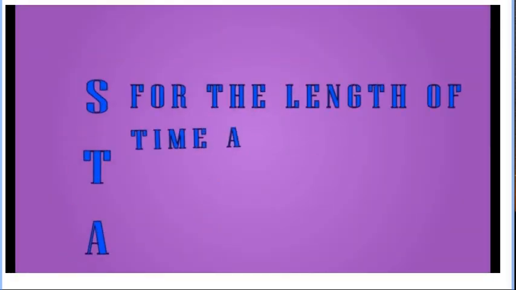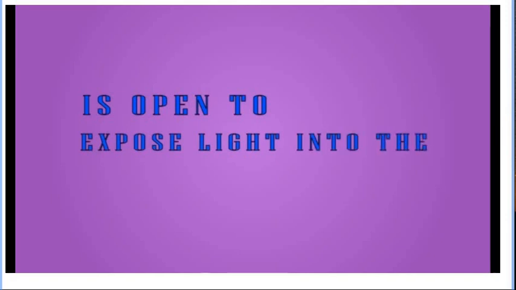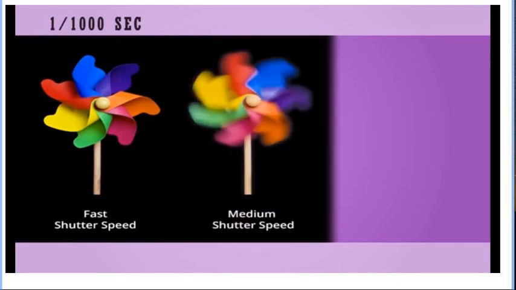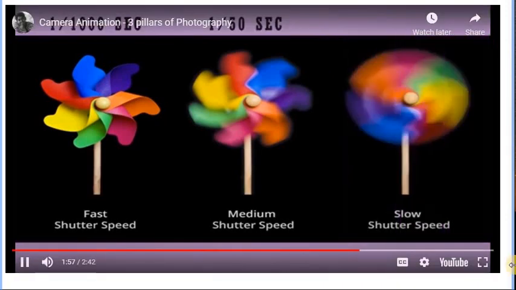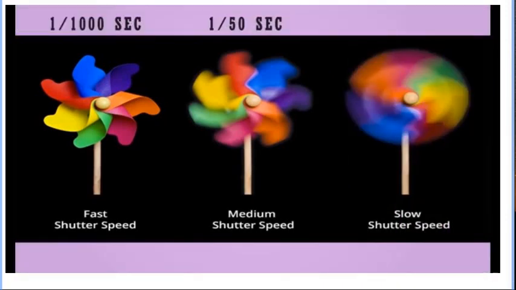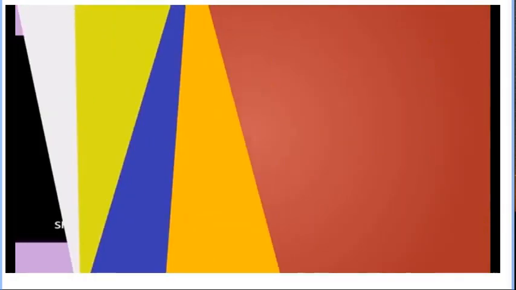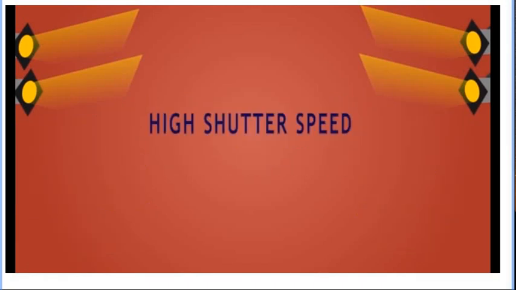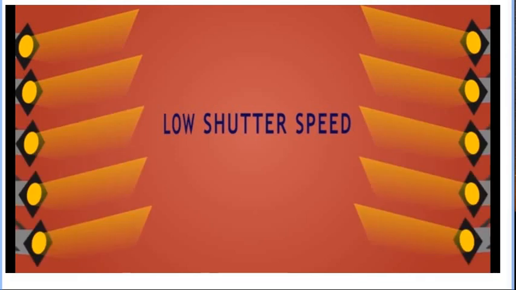It stands for the length of time a camera shutter is open to expose light into the camera sensor. Fast shutter speed, say 1/1000th of a second, will freeze any action. Medium shutter speed, say 1/50th of a second, will just start to give blurred images. And as you keep pushing the shutter speed value up, you will reach the slower shutter speeds. That is anything above 1 second, and you'll get completely blurred images. Shutter speed also affects the exposure. High shutter speed, lower the exposure. Low shutter speed, higher the exposure.